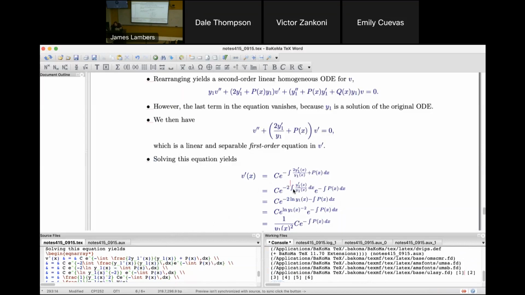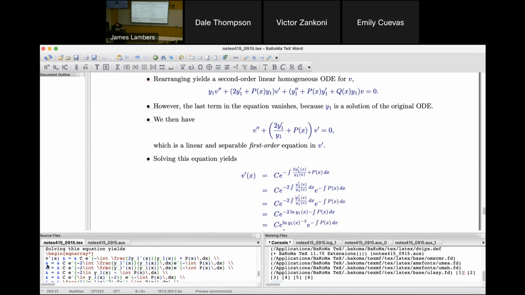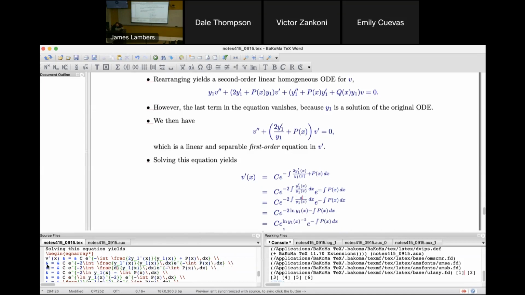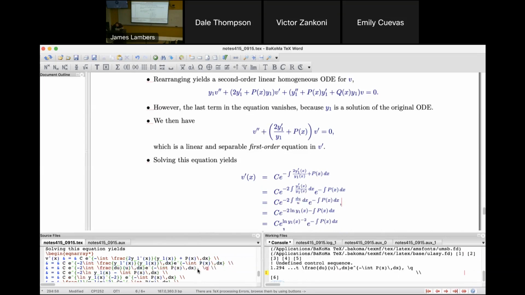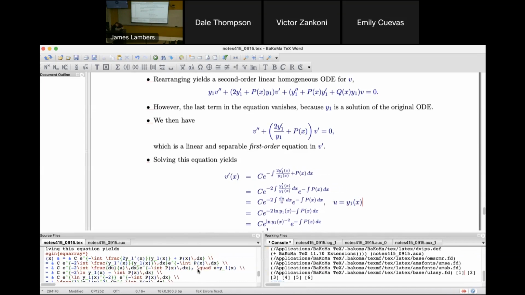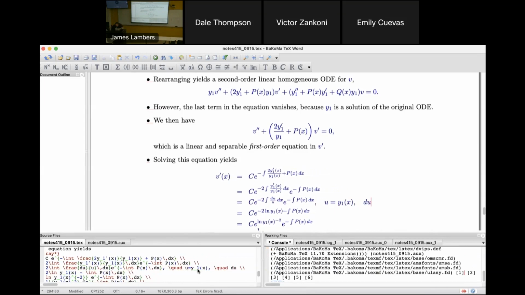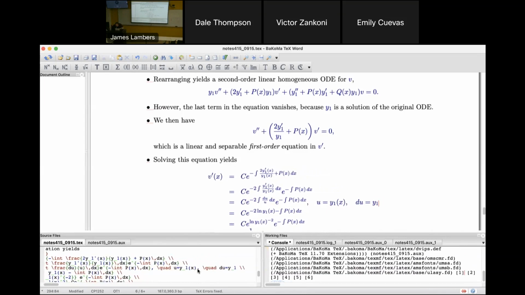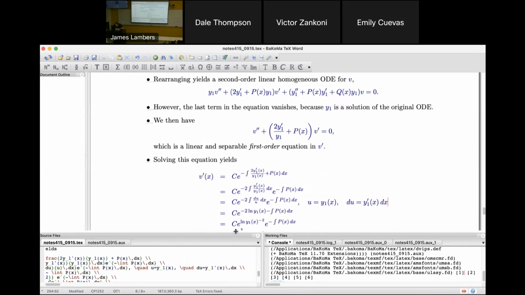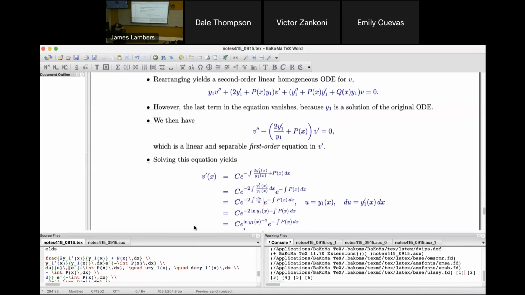And in this integral alone, I can make a U-substitution. How about u equal to y1? Then I have du is y1 prime of x dx. So now this integral reduces to the integral of du over u. There's no dx in it.